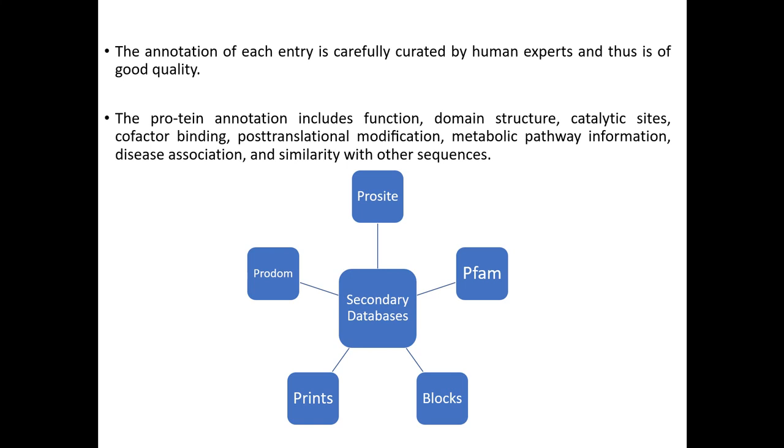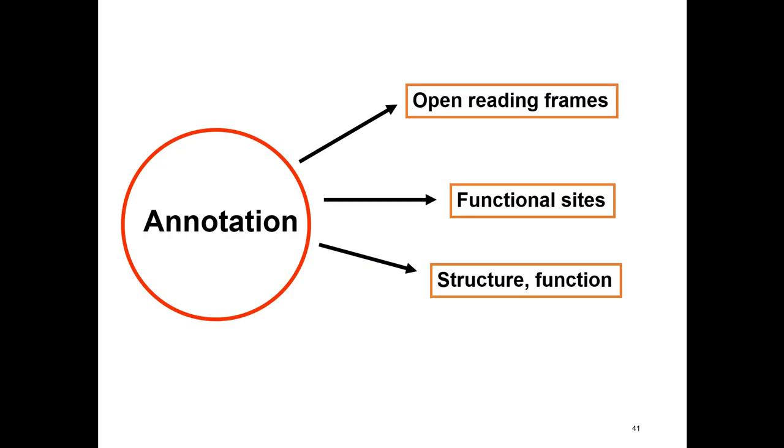The protein annotation includes function, domain structure, catalytic activity, cofactor binding, post-translational modifications, metabolic pathway information, disease association, and similarity with other sequences. So these are examples of secondary databases: PROSITE, Pfam, Blocks, PRINTS, ProDom, which contain protein domain information, protein family information, like that. And finally, we have to discuss annotation in greater detail, because secondary databases contain more annotated information. Annotation includes open reading frames, functional sites, structure and function, like that.